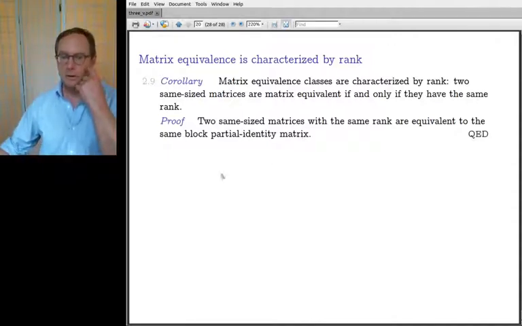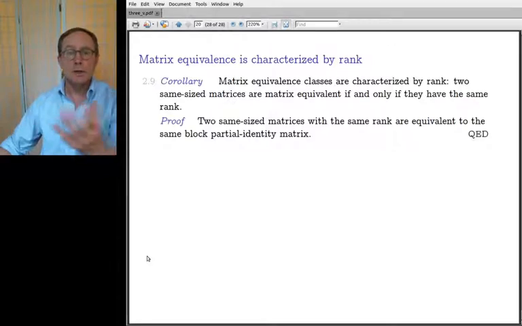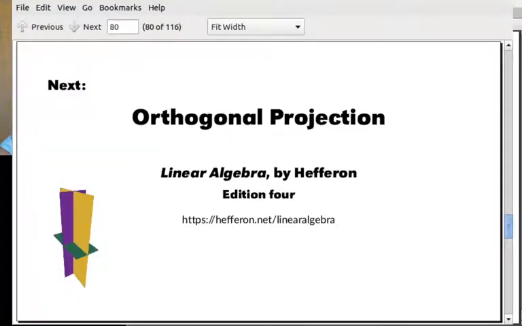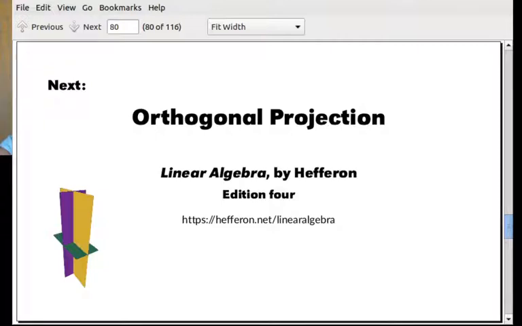Okay, very good. So that ends the material from change of basis. We've pretty much nailed the problem. We completely understand which maps change to which other maps. And so next time we're going to do something different, something with a little bit of geometry in it, orthogonal projection. So it's got some nice pictures that we can draw.